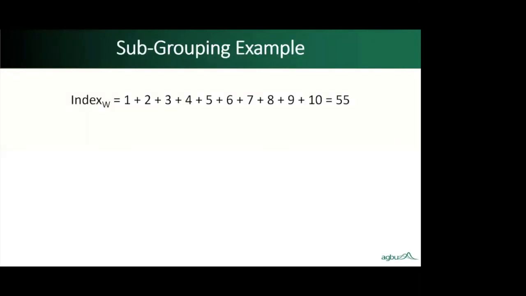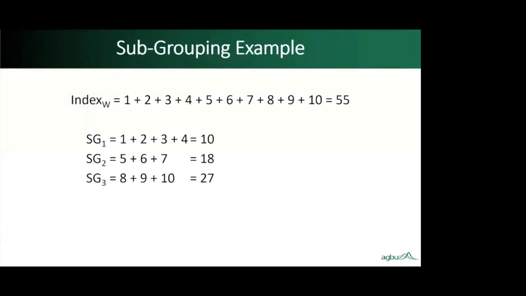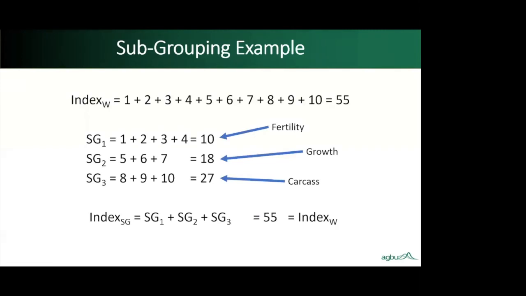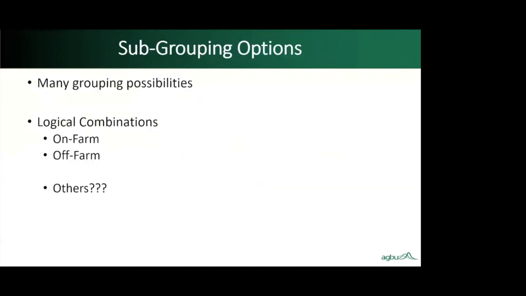If we look at the index below, its EBVs could be grouped into subgroups, which may be describing the animal's impact on fertility, growth, or carcass. These subgroups can then be added together and that is equivalent to the original index. There are many possible ways that EBVs can be subgrouped. Some logical combinations could include those traits that affect on-farm profitability and those traits that affect off-farm profitability. There could well be other combinations also.